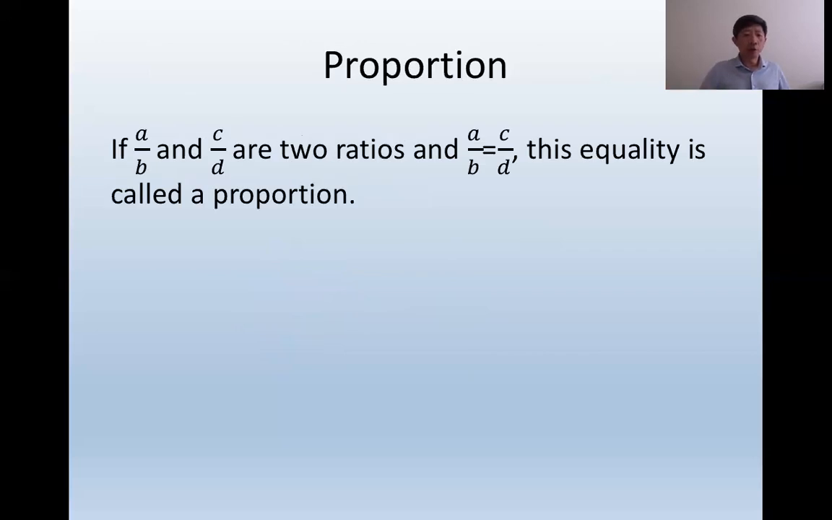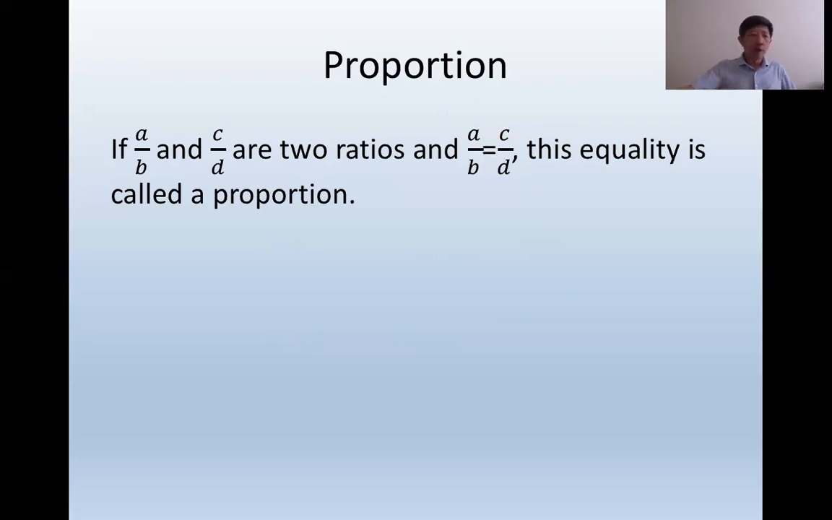Next, proportion. If A over B and C over D are two ratios, and A over B equals C over D, this equality is called a proportion, right? So A over B is a ratio. C over D is another ratio, right? Now two ratios, we put an equal sign, then that is a proportion. That is a proportion, okay?